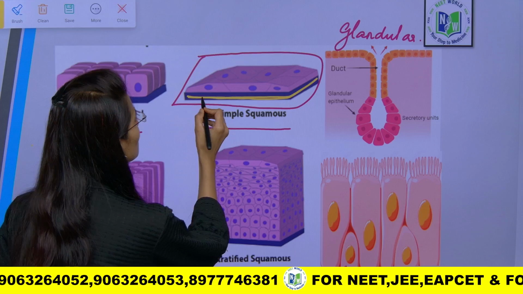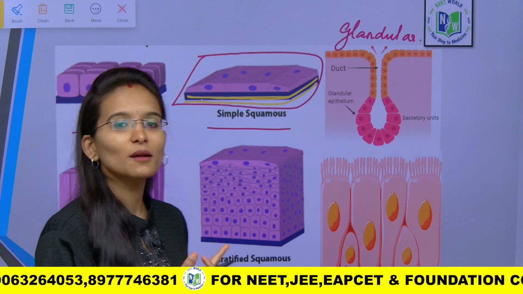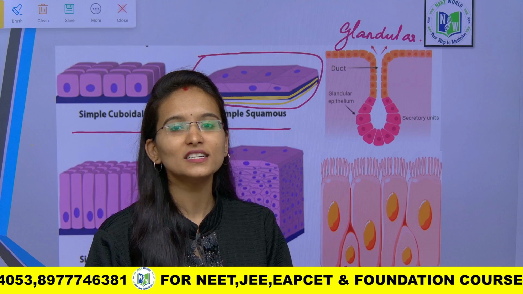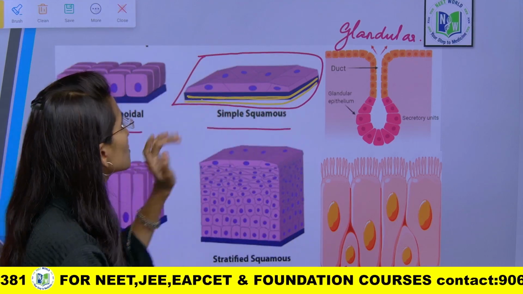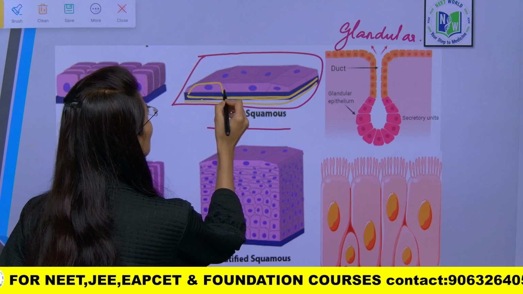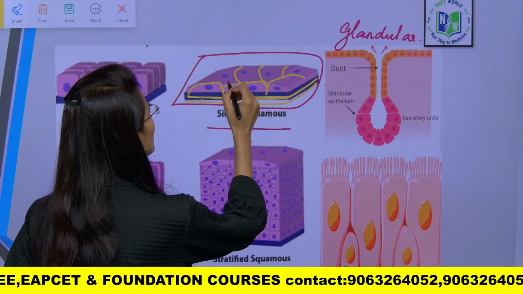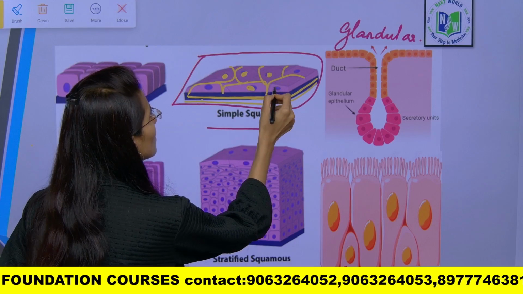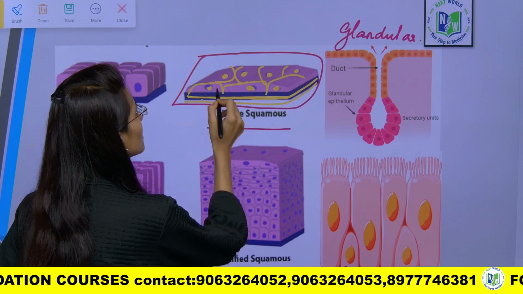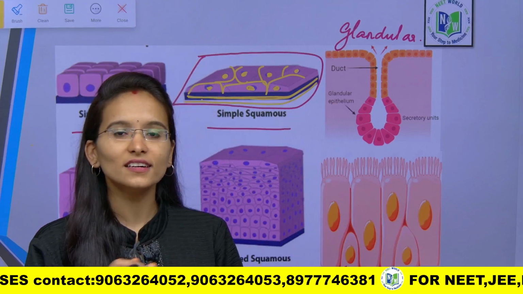Below the basement membrane we have the connective tissue. With the help of that connective tissue, all the nutrients, blood and oxygen are transported to these epithelial tissues. And each cell in the simple epithelial tissue contains a single nucleus. Clear with the concept?